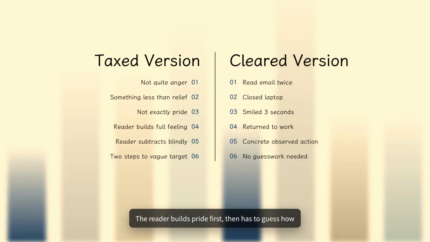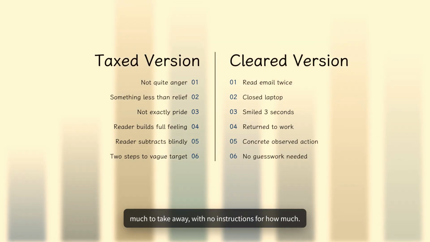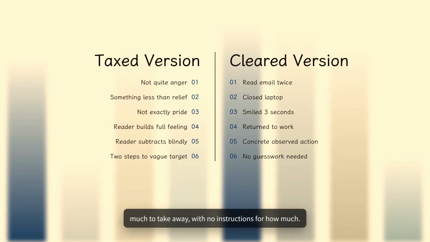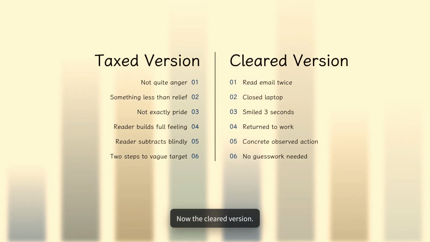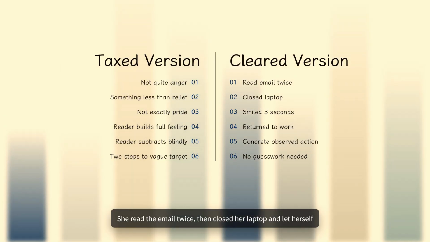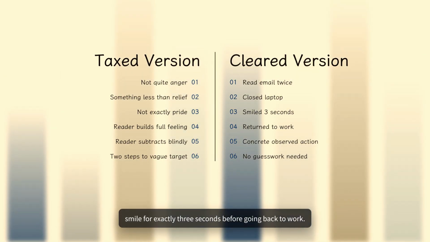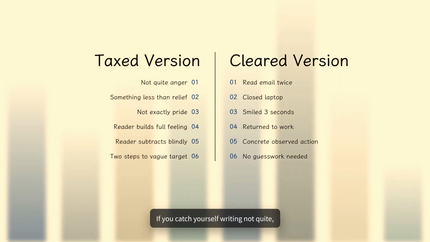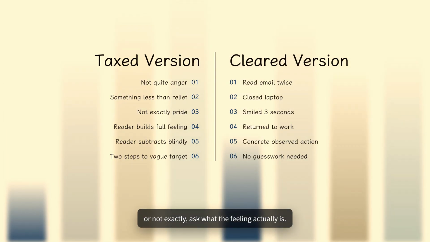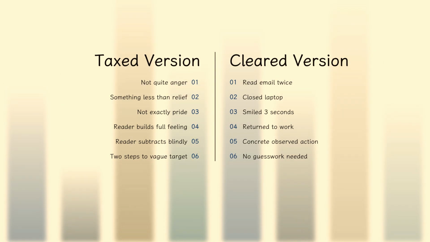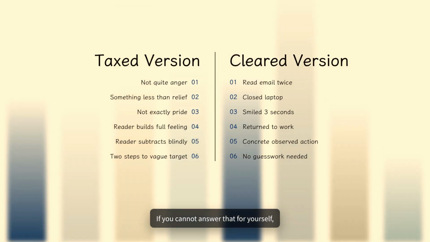The reader builds pride first, then has to guess how much to take away, with no instructions for how much. Now the cleared version. She read the email twice, then closed her laptop and let herself smile for exactly 3 seconds before going back to work. If you catch yourself writing not quite, or not exactly, ask what the feeling actually is. If you cannot answer that for yourself, the scene is not ready yet.